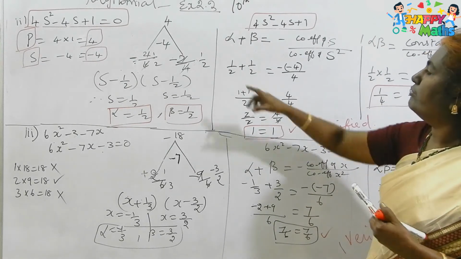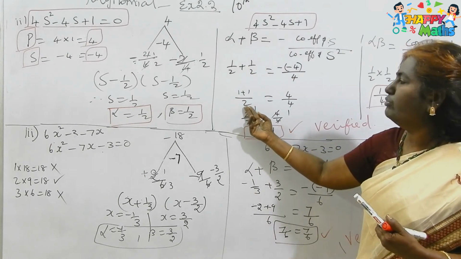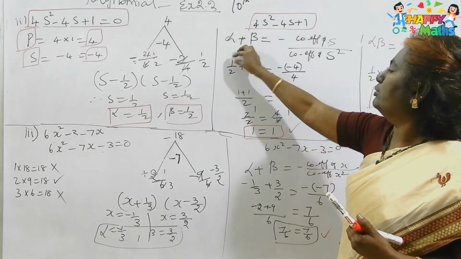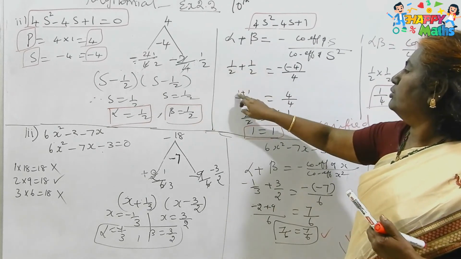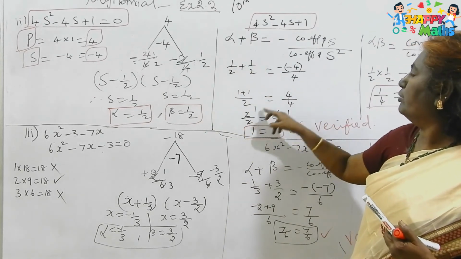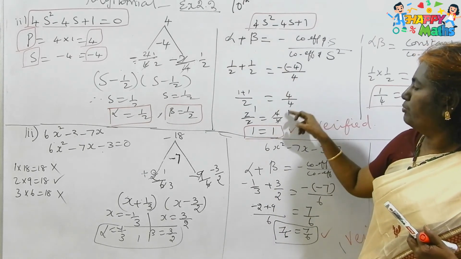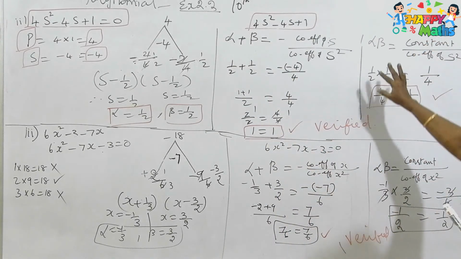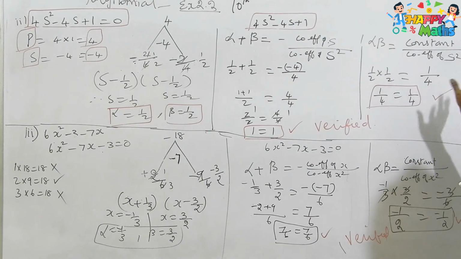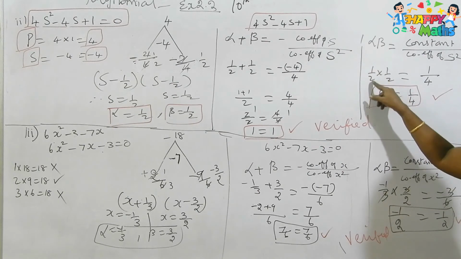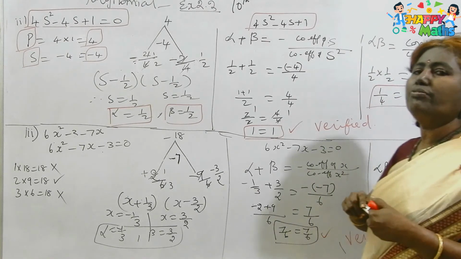So here 1 by 2 plus 1 by 2, both are the same denominator. So I have written one time only, adding the numerator. So 1 plus 1. We are adding. We are not multiplying. Okay. So 1 plus 1. So 2 by 2 is nothing but 1. Here both same sign. So it has become plus. 4 by 4 gets cancelled, 1 by 1. Same way alpha beta, half into half, is nothing but equal to 1 by 4. Here also 1 by 2 into 1 by 2 is 1 by 4. Both are verified. I think it is very clear for you.